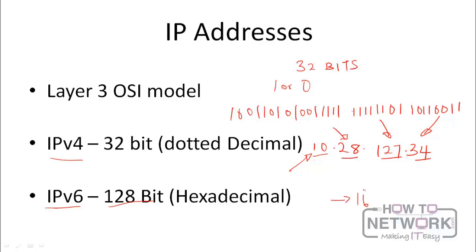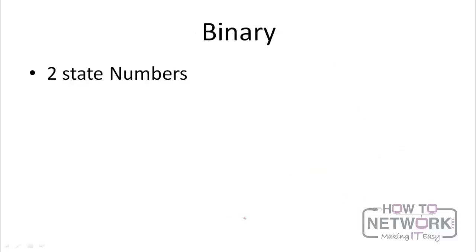We will look at IP version 6 in detail in another video, but what you need to know right now is that IP version 6 addresses are expressed in hexadecimal format. And so the 128 bits are actually reduced to 32 strings of hexadecimal numbers. So now let's just look at binary digits in detail.